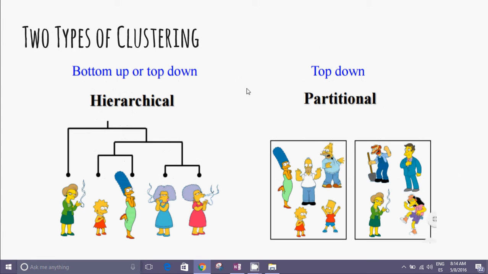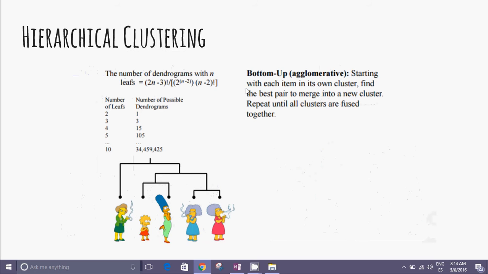We can see an image for hierarchical and partitional point of view. Hierarchical clustering is represented by a dendrogram, with branches and leaves, with this formula for the number of dendrograms in a tree with n leaves.